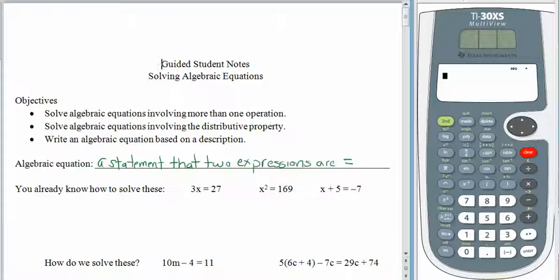Before, when we had just an expression, we couldn't find its value until somebody told us what numbers to use for the variables. All right, pause the recording here for a second and try to solve these three equations. See if you remember how, and then come back to the recording.